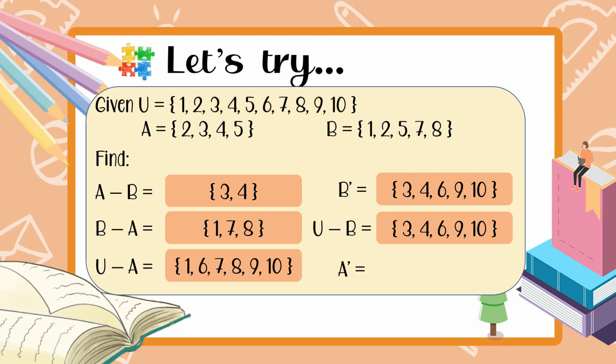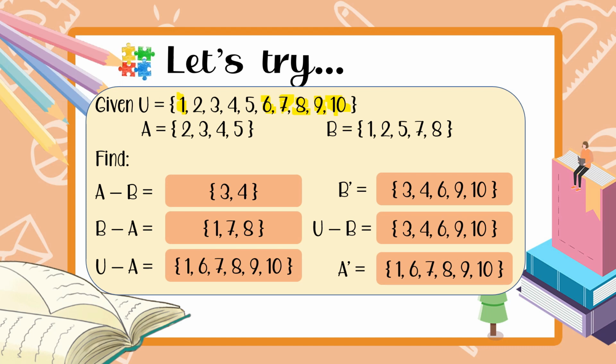Lastly, we have A prime. So, lahat ng wala kay set A, pero nasa universal set. So, ano-ano yon? We have 1. We have 6, 7, 8, 9, and 10. Therefore, our A prime is 1, 6, 7, 8, 9, and 10.